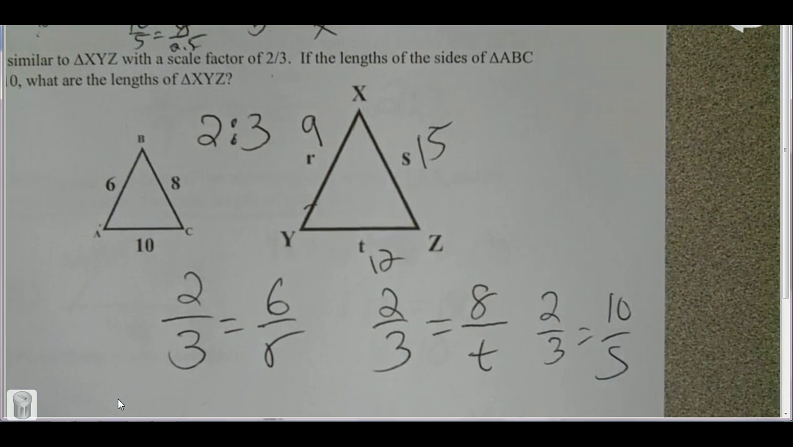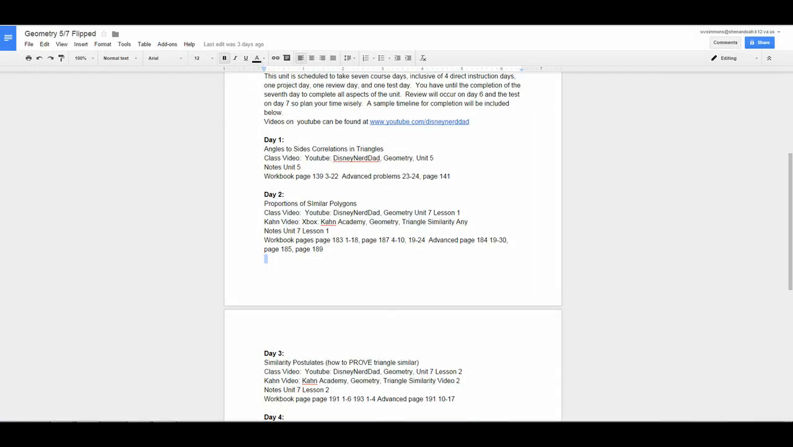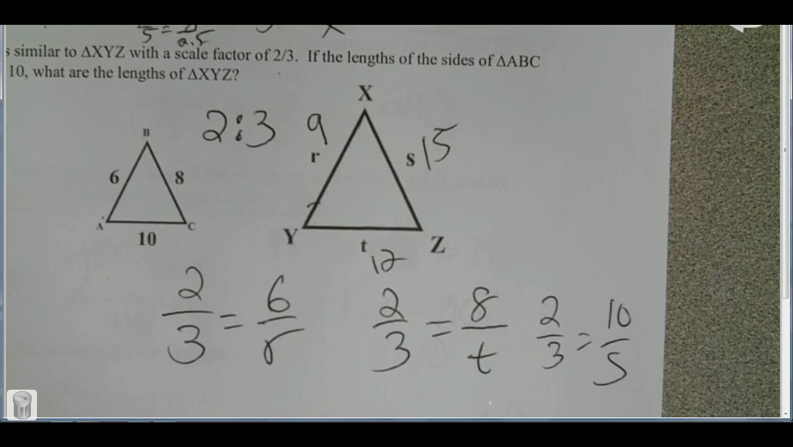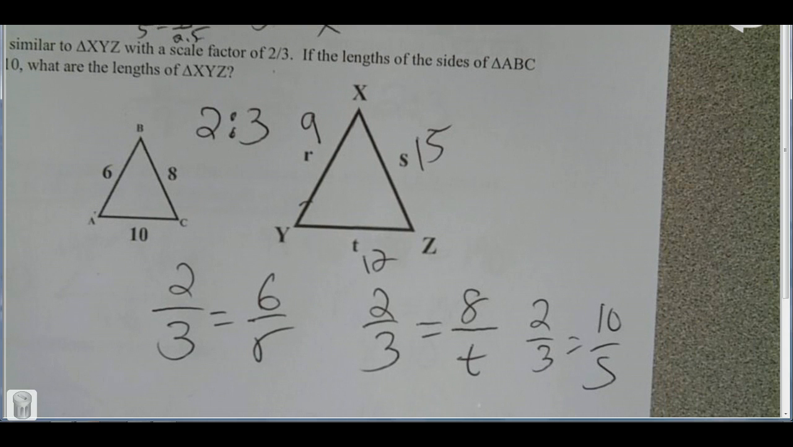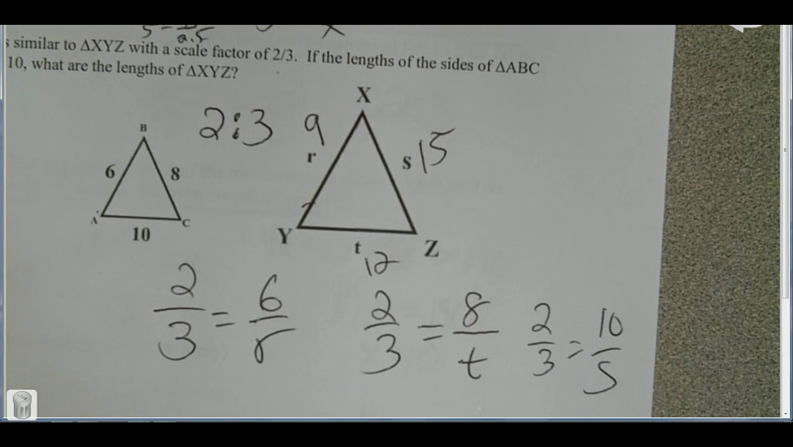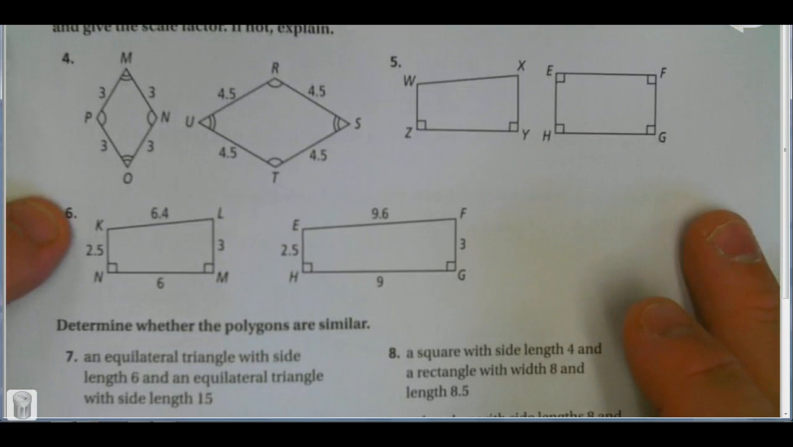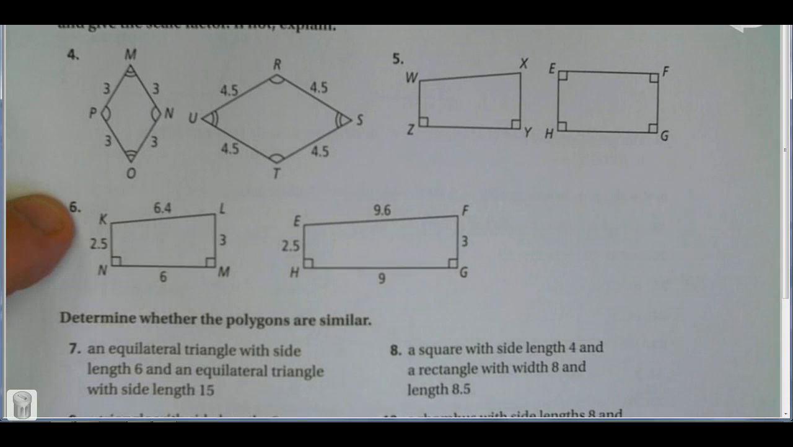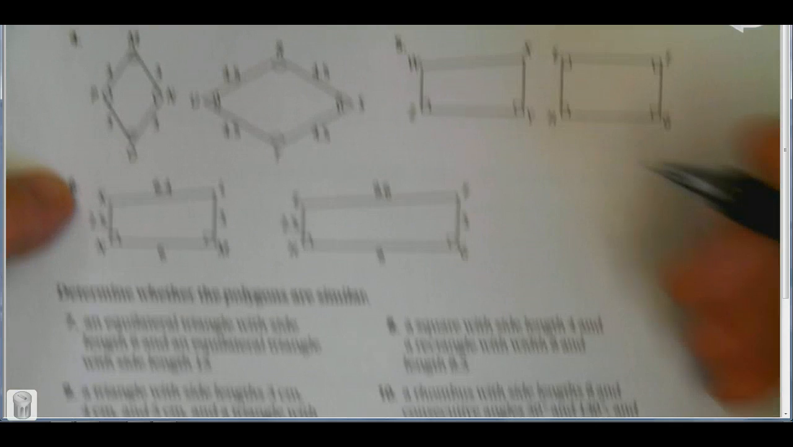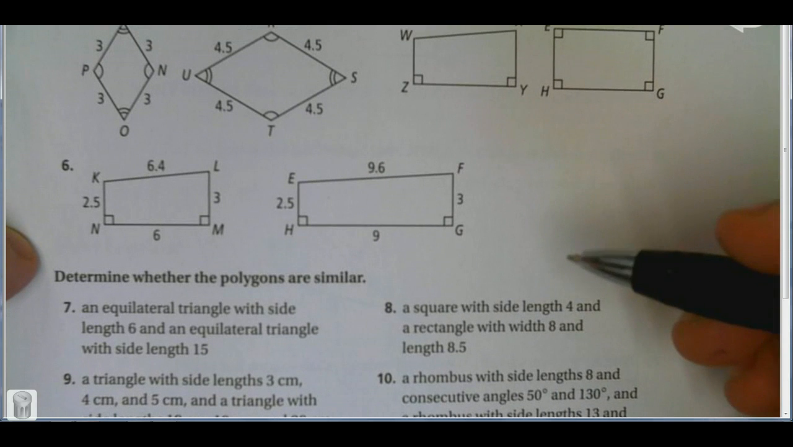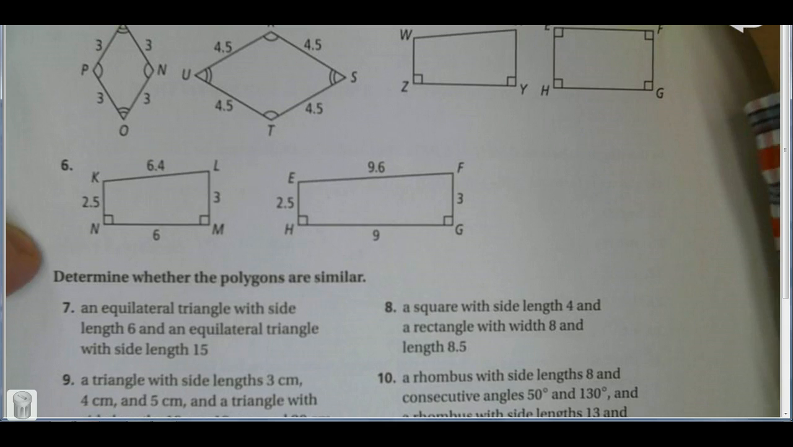All right, so now we're going to check the workbook here, and it says page 187, 4 through 10, 19 through 24. And again, it's just working on, are these things similar? If the angles match up and the sides are proportional, then they are similar. So in 4 through 10, that's all you're checking for. Do the angles match up and are the sides proportional?